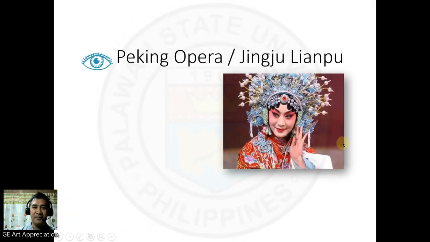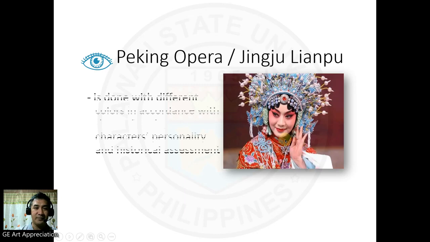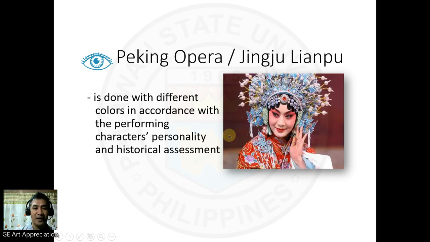Okay, this is the Peking opera by Jingju Lianpu. Okay, it is done with different colors in accordance with the performing character's personality and historical assessment. Okay, so ito yun, yung Peking opera. Sabi dyan, it is used in accordance with the performing character's personality. So kung ano yung character mo sa isang scenario, dapat yun din yung ipapakita mong costume.